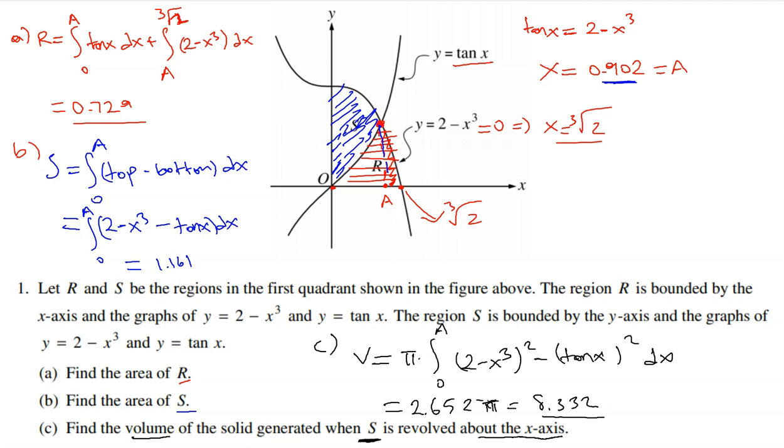Alright, so we've solved the first problem. In part A, we tried to find the area of R, and we divided the entire area into two sub-areas. In part B, we found the area of S using this x-coordinate. And in part C, we found the volume of solid S being revolved about the x-axis, and we applied the washer method for that.